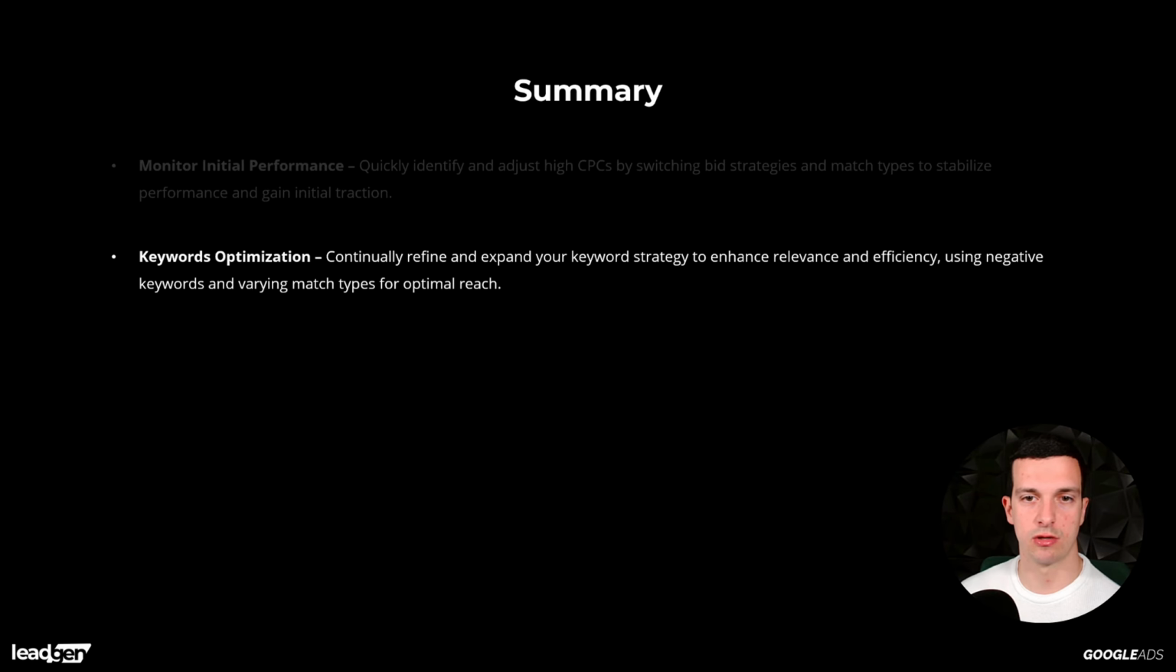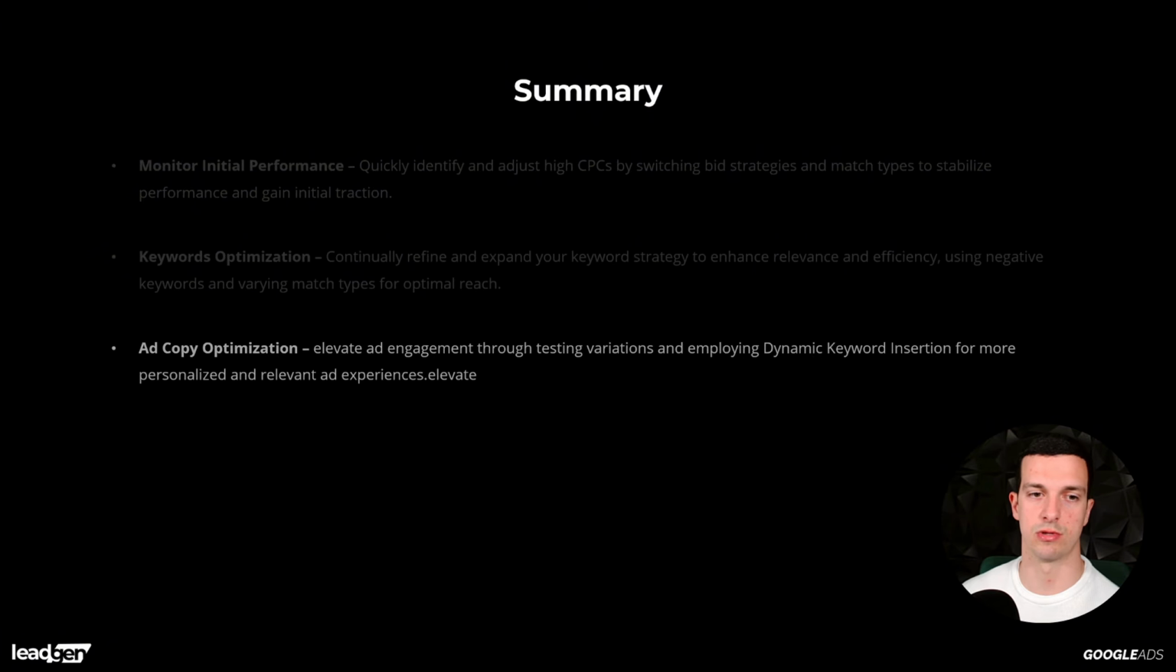Keyword optimization: continually refine and expand your keyword strategy to enhance relevance and efficiency using negative keywords and varying match types for optimal reach. So this is the most important thing I would say in the optimization process, is always looking at the search terms, adding negative keywords, introducing new keywords, tracking those, and really fine-tuning what you're bidding on, what you're excluding, and usually you will get pretty good results.